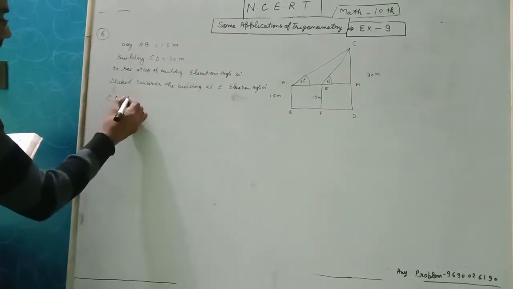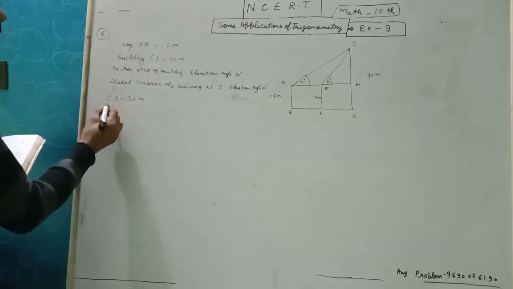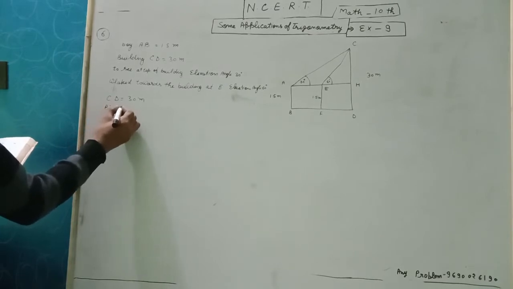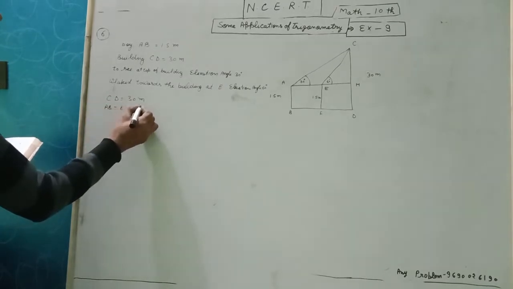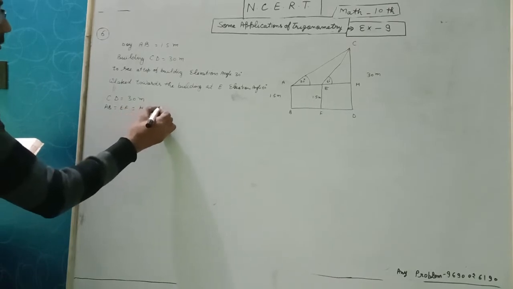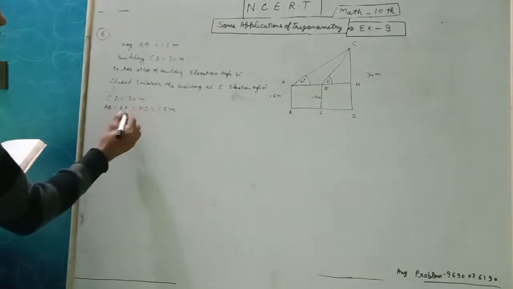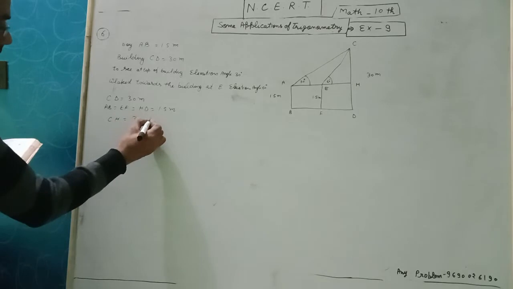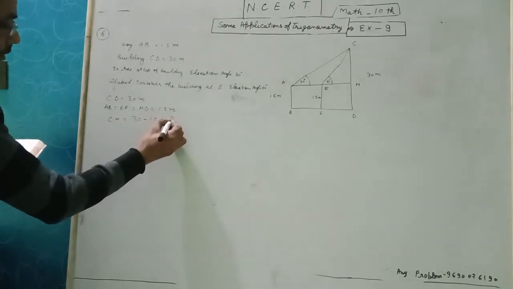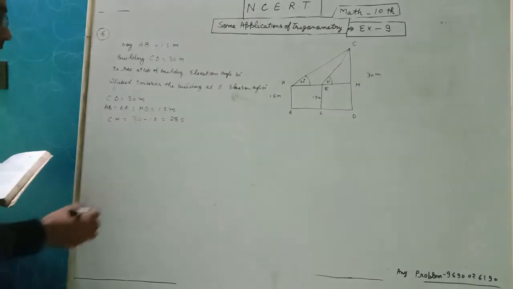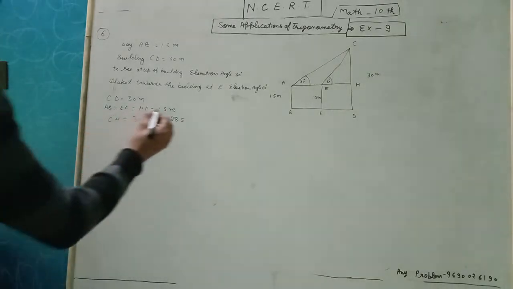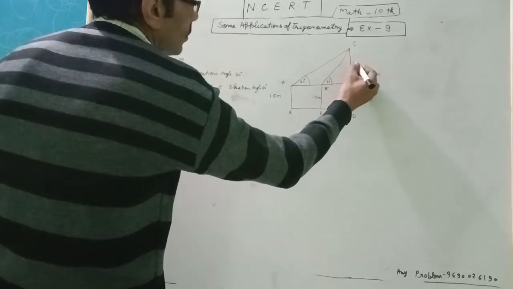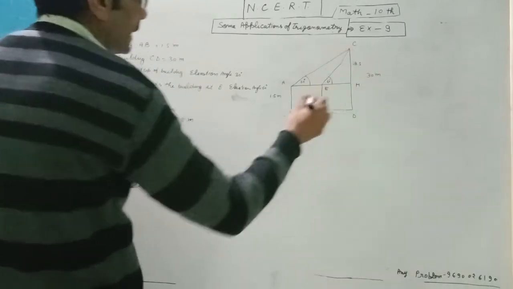CD is equal to 30. AB is equal to EF is equal to HD is equal to 1.5 meter. So CH is equal to 30 minus 1.5 is equal to 28.5. Now this height 28.5 is CH.